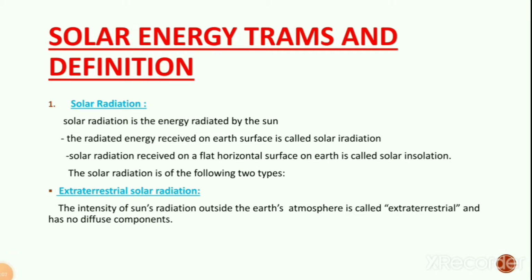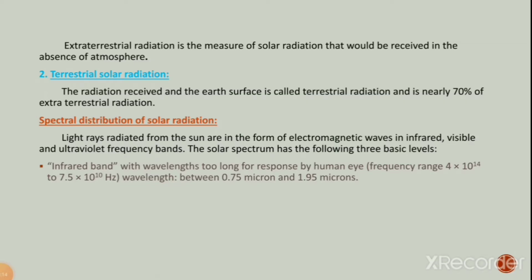Number 1, extraterrestrial solar radiation. The intensity of the sun's radiation outside the Earth's atmosphere is called extraterrestrial solar radiation and has no diffuse components. Extraterrestrial radiation is the measure of solar radiation that would be received in the absence of atmosphere.